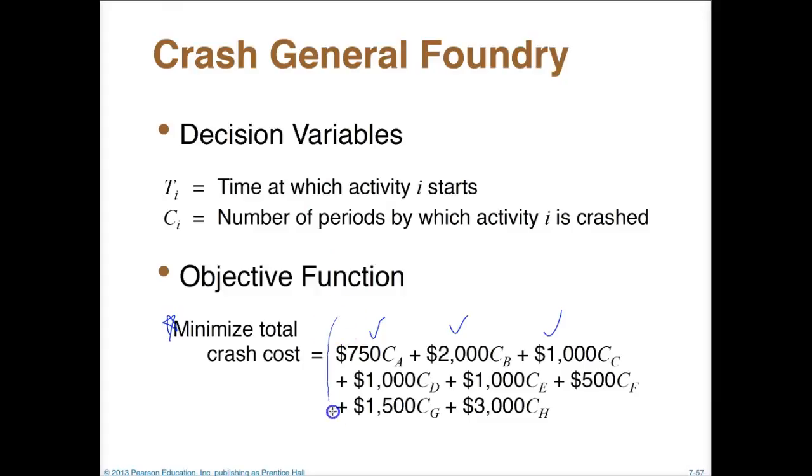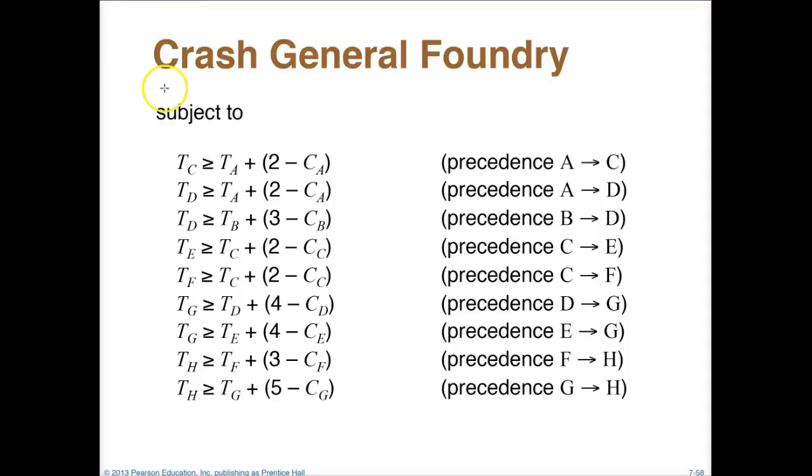And so that's where this objective function actually comes from. All right, and so now, subject to all our constraints, of course, this first one here just says that activity A precedes activity C. So here the time that it takes to do activity A, plus 2 minus the time that we want to crash activity C by, is going to let us know when activity C is going to start.